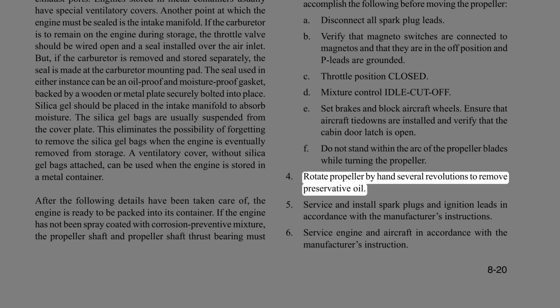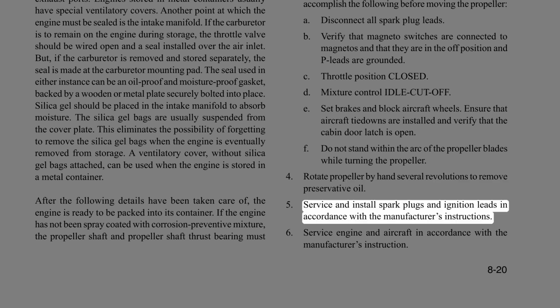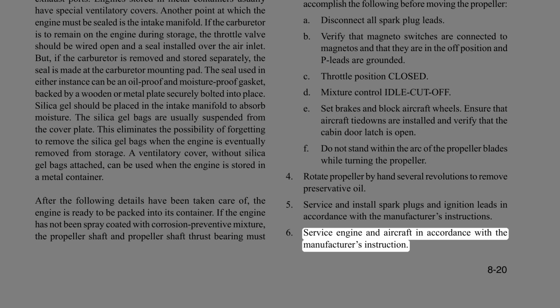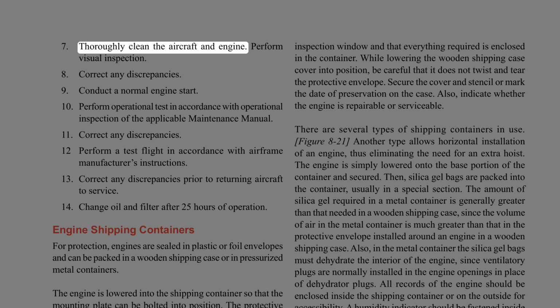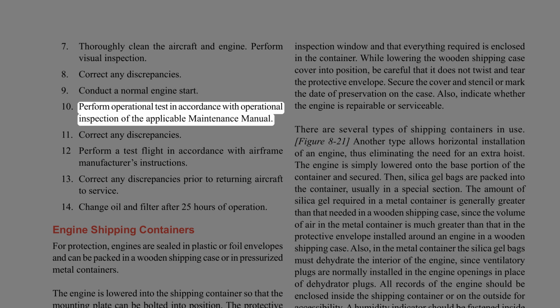Rotate propeller by hand several revolutions to remove preservative oil. Service and install spark plugs and ignition leads in accordance with the manufacturer's instructions. Service engine and aircraft in accordance with the manufacturer's instruction. Thoroughly clean the aircraft and engine. Perform visual inspection. Correct any discrepancies. Conduct a normal engine start. Perform operational test in accordance with operational inspection of the applicable maintenance manual.